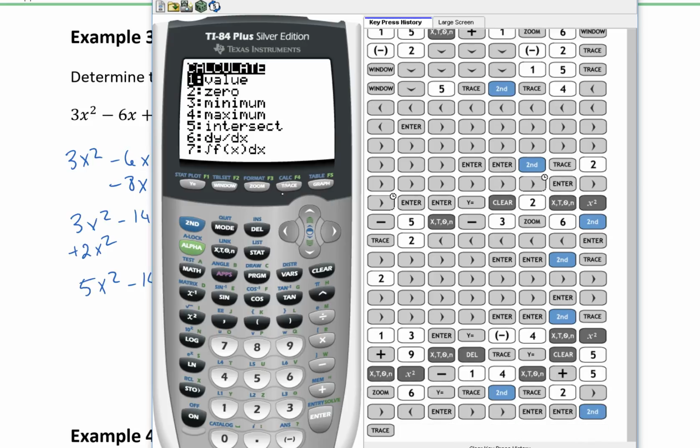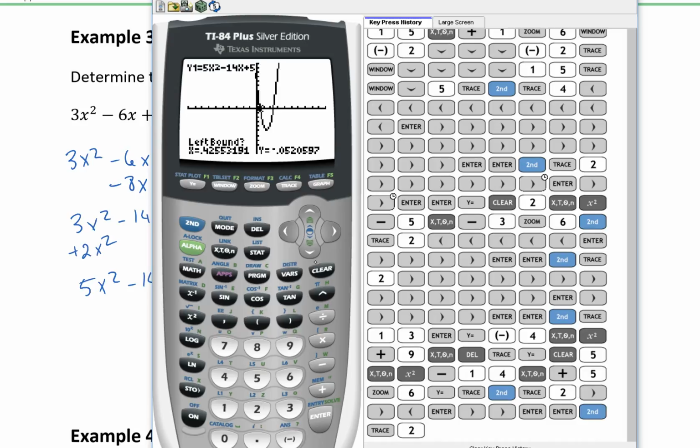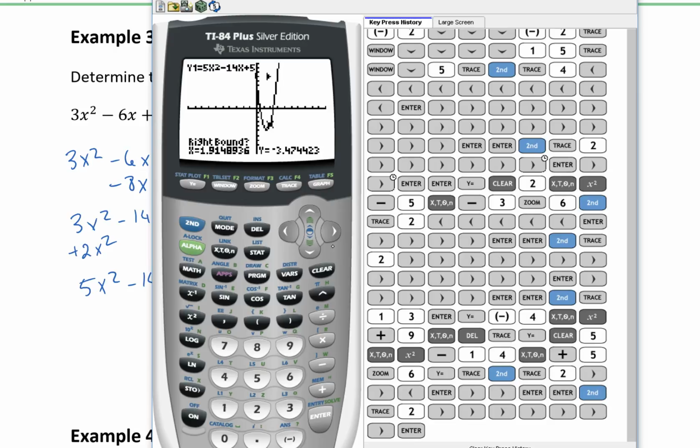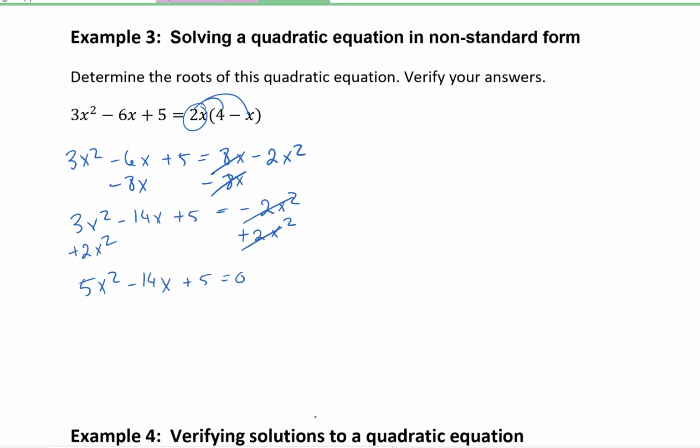Let's get our other one: second, trace, 0, move over, left bound, right bound, enter again, and there we've got 2.38. Okay, let's draw the sketch and state our zeros, and then that example's done.